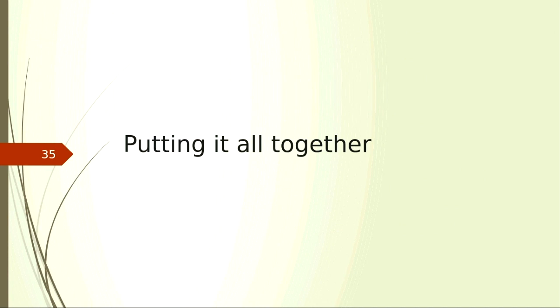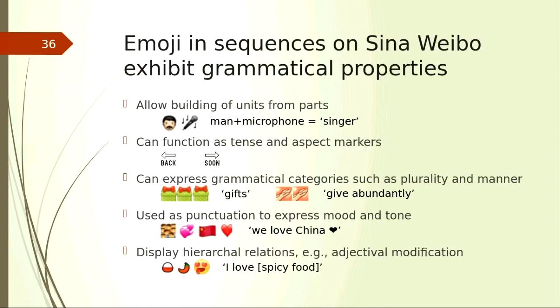So putting it all together, what do we have? Well, to summarize, emoji and sequences on Sino Weibo exhibit grammatical properties. They allow building of units from parts. For example, a person plus microphone is used to mean a singer. They can function as tense and aspect markers. Back, as we observed it being used to refer to past time, soon to future time. They can express grammatical categories such as plurality and verbal manner, as we saw with gifts and give abundantly. They can be used as punctuation to express mood, sentential mood, and tone, as in the "We Love China" heart example.